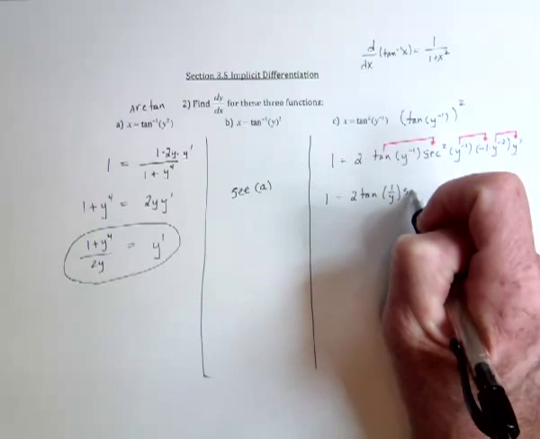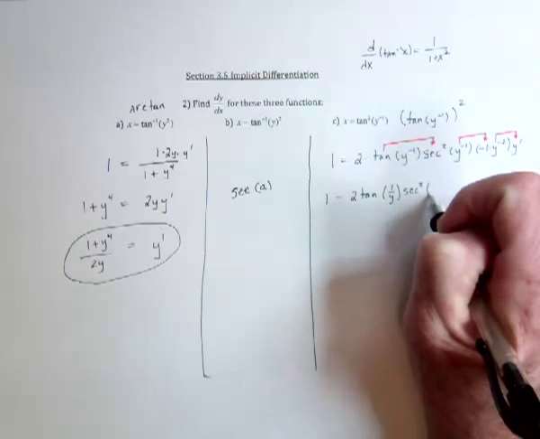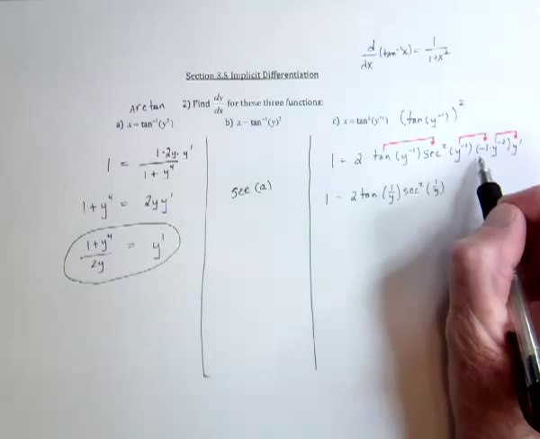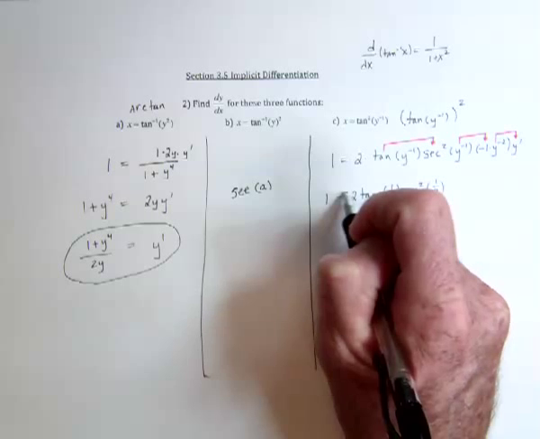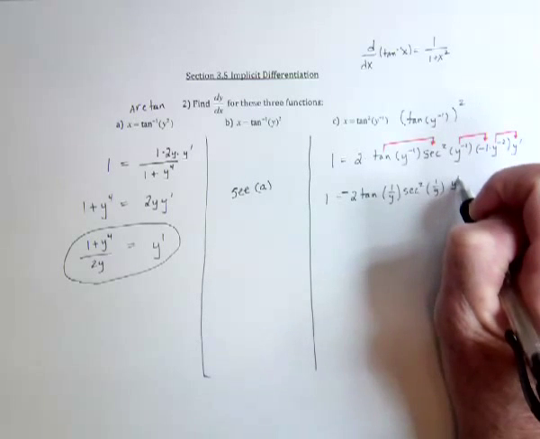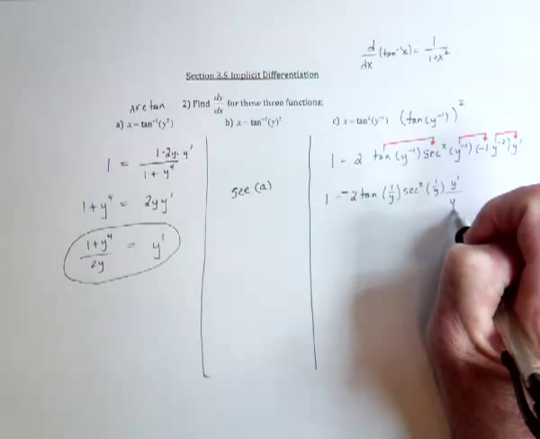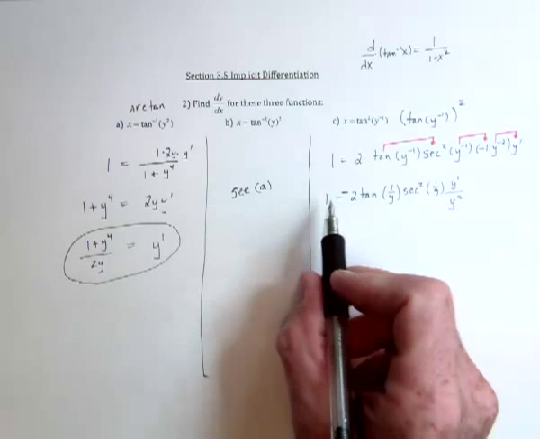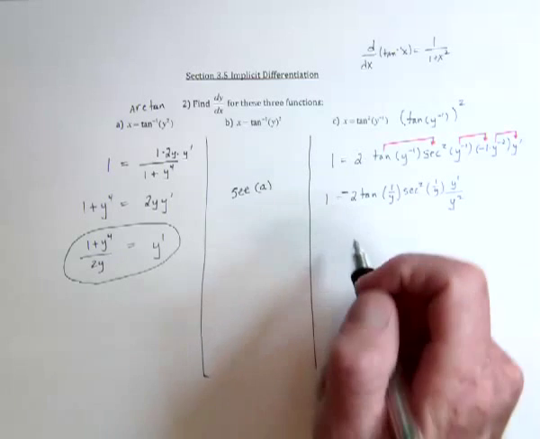Then we've got secant squared of 1 over y. And then we've got a negative, which I'm going to move to the front, negative. And then a y prime on top and a y squared in the denominator. And then to solve for y prime, multiply by y squared.